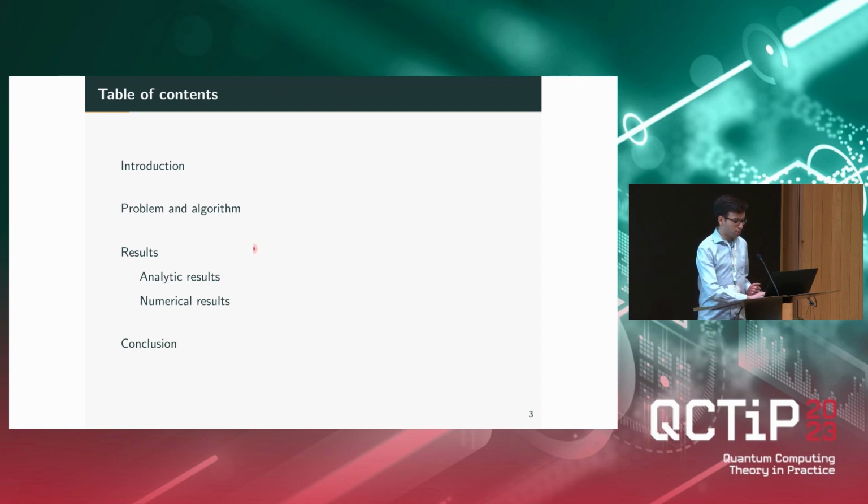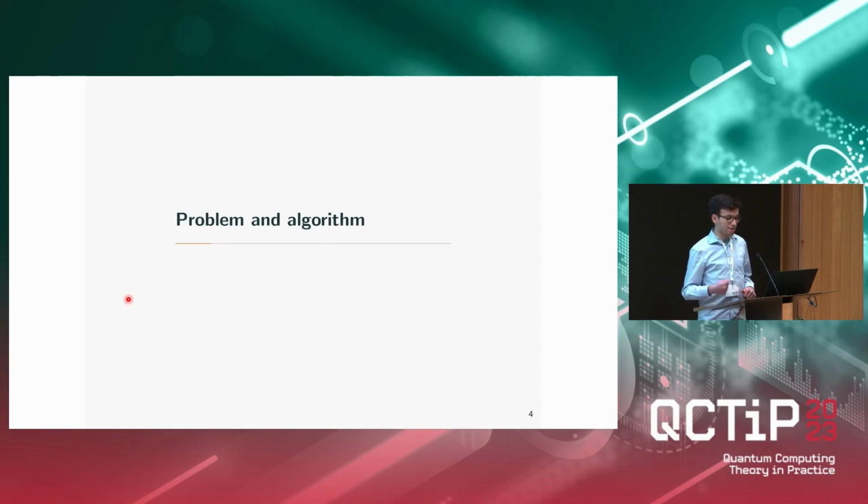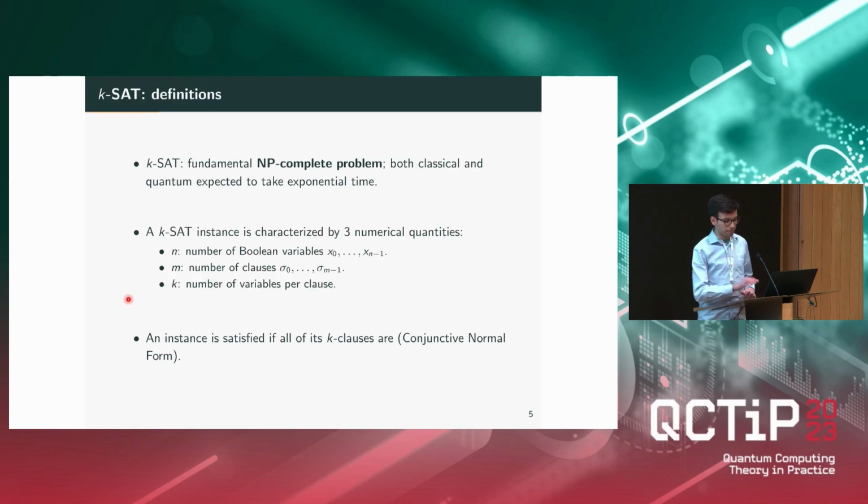We will address this question in the following steps. First, we will review the constraint satisfaction problem we're interested in and the QAOA way of solving it. Then we'll describe our results, which are both analytic and numerical. And finally, we'll conclude with what we learned from the talk and future perspectives for this work. Let's then start with the problem and the algorithm.